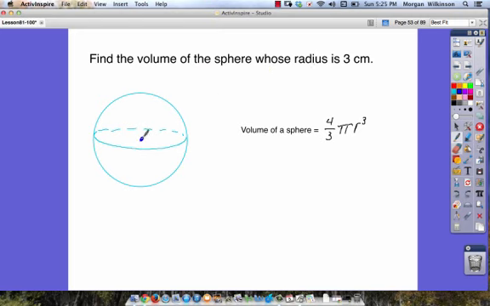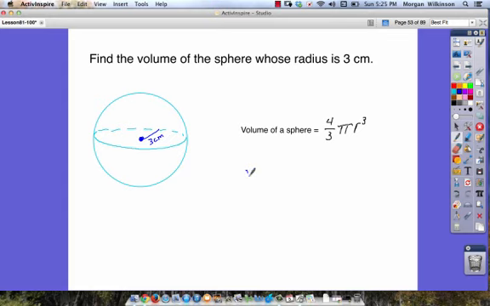So if the radius is 3 centimeters, we could draw the center of the sphere here, and we could say this is 3 centimeters. That's the radius, the distance from the outer edge all the way into the center of that sphere. Now to find the volume of a sphere, we use this formula. 4/3 times pi times the radius cubed. So let's work through that formula here.